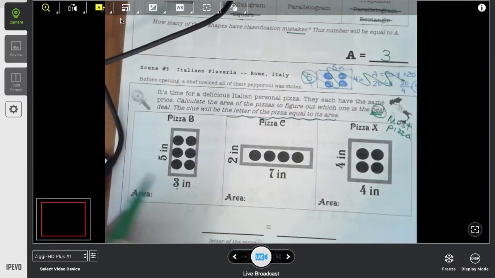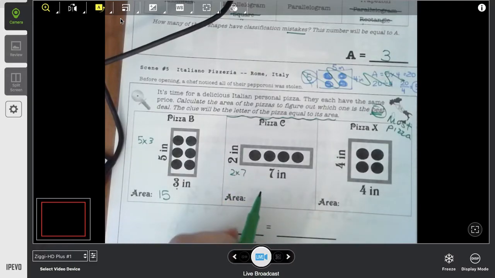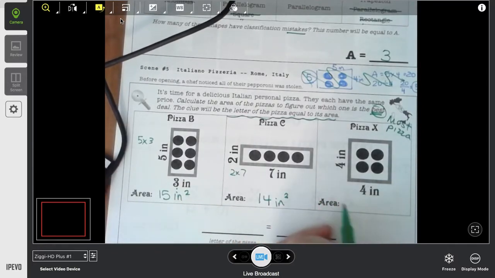5 by 3. 5 times 3 is 15. 2 by 7, area is 14. I'm even going to put my square inches there. 4 by 4 is 16 square inches. So the best deal with the most pizza is pizza X at 16 square inches.